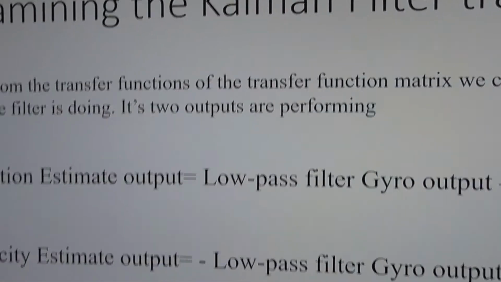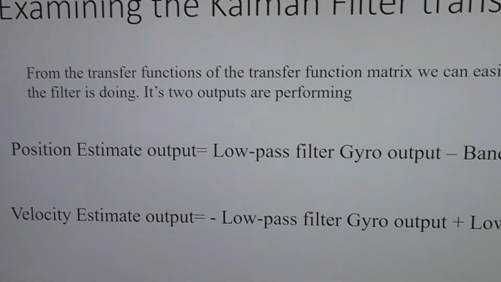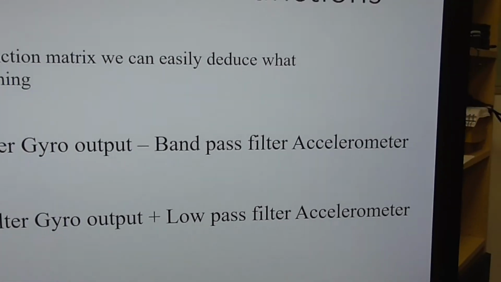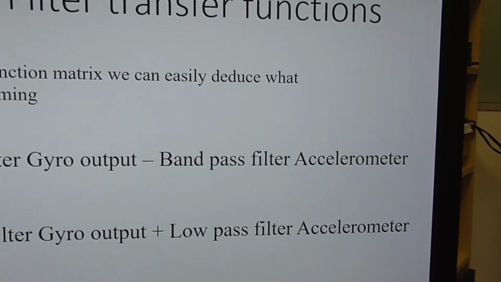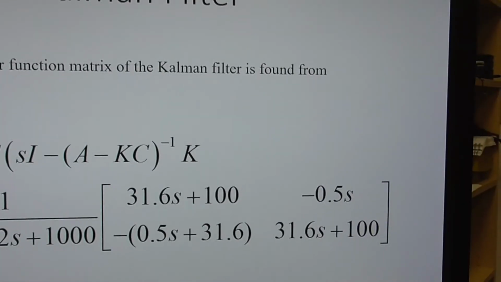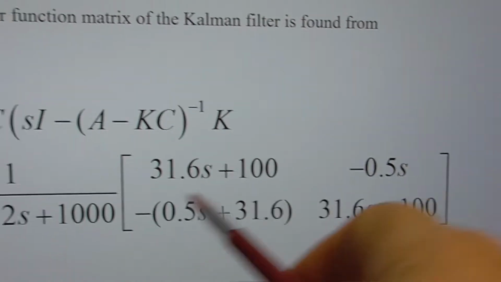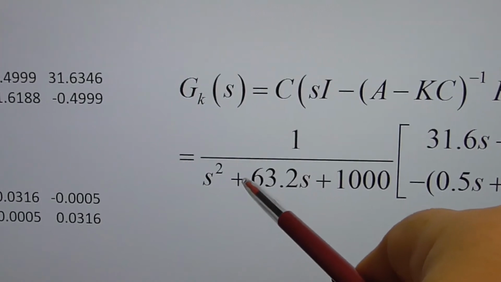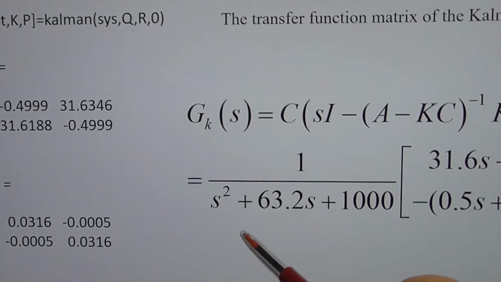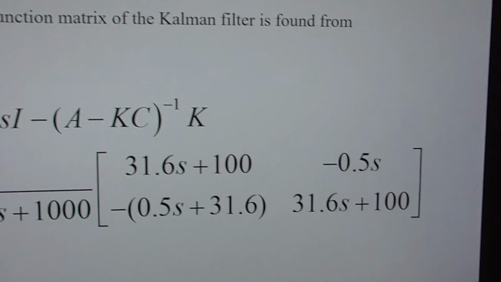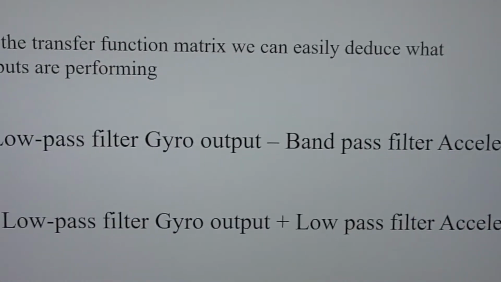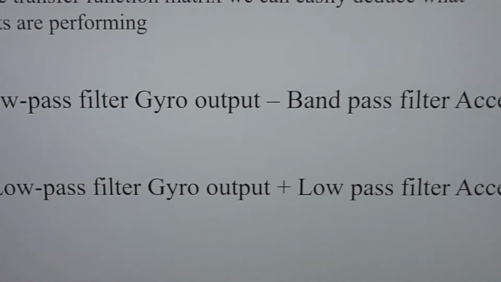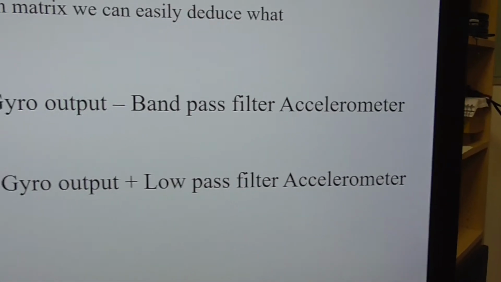So we can summarize that to say that the position estimate output is the low pass filtered gyro output minus the band pass filtered accelerometer. The band pass filter is this one here, the s on the numerator, and so it goes up at 20 dB per decade and then down at minus 40 dB per decade, giving us a band pass filter. And the velocity estimate is the low pass filter minus the low pass filtered gyro output plus the low pass filtered accelerometer.